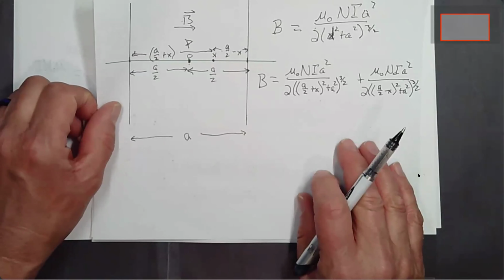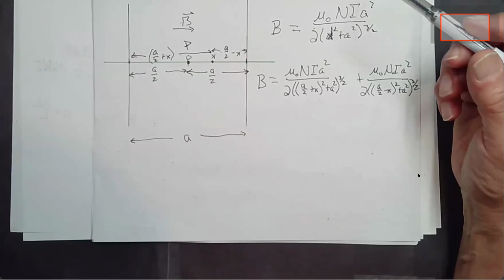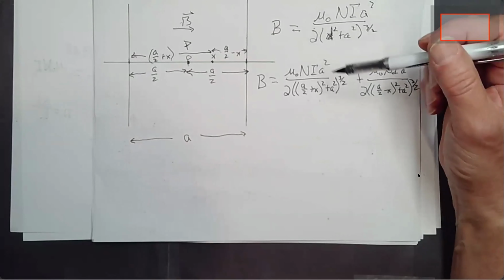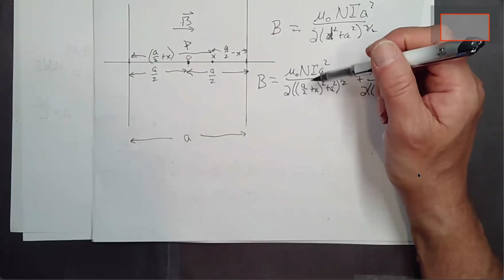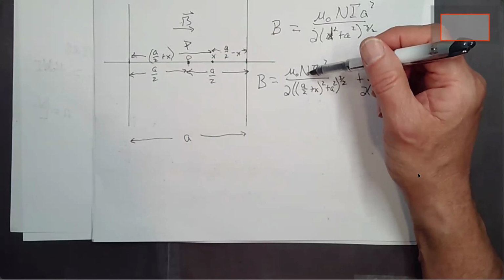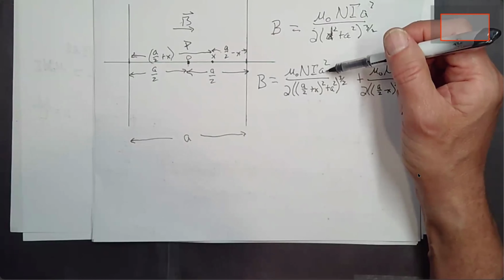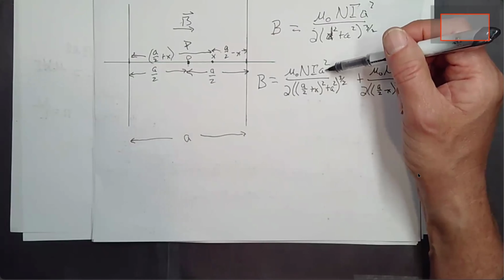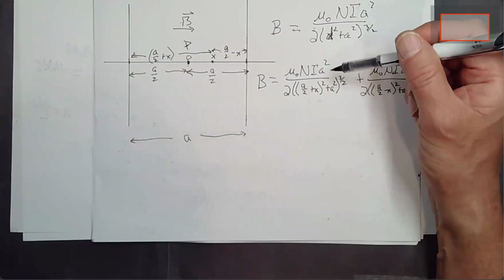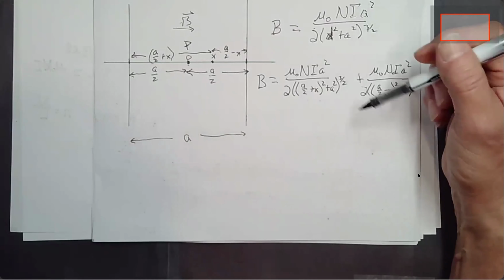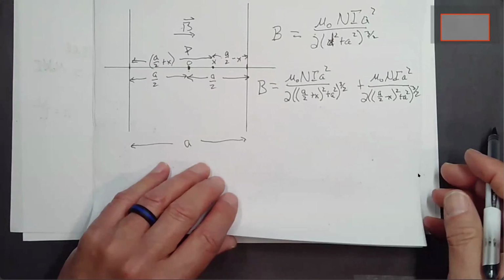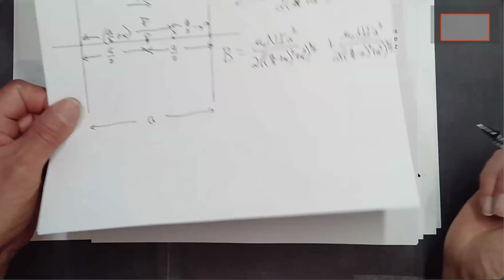And it's a scary looking expression, but if you were actually solving this problem, presumably you'd know the number of turns N in the coil and the distance between the coils, which is capital A here, which is also the radius of either of the coils. And so you wouldn't have quite so many unknowns here.